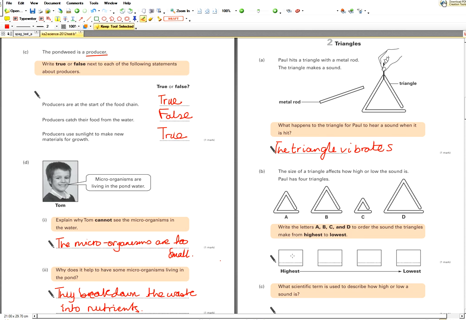Okay, so the first one is C, and then A, and then B, and then D. Okay, lovely. C, A, B, D.